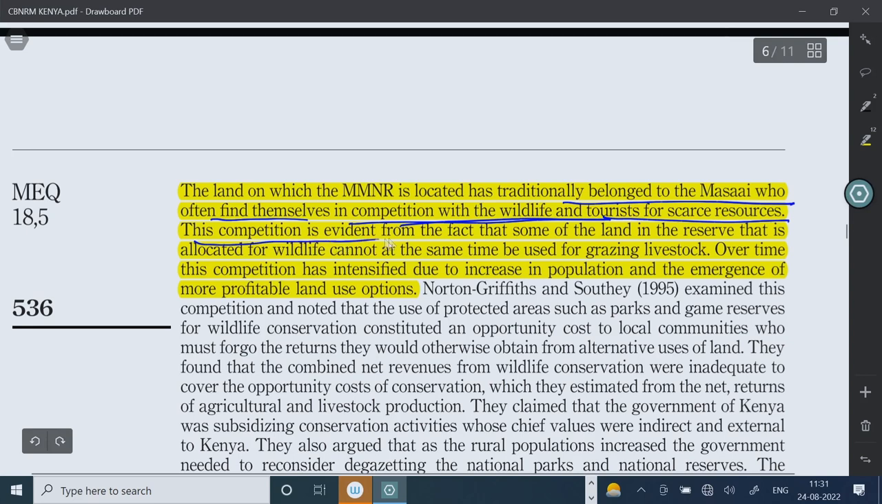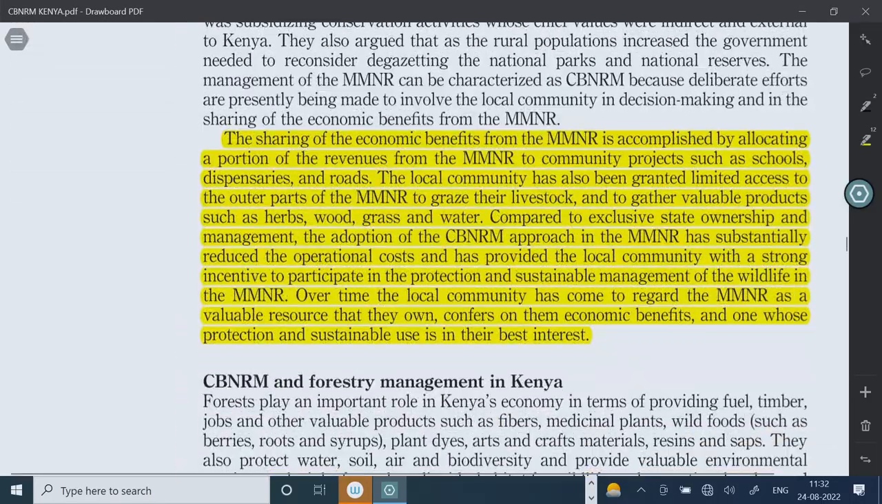But this competition is evident from the fact that some of the land in Maasai Mara National Reserve that was allocated to wildlife cannot at the same time be used for grazing livestock. Over time, this competition between the Maasai community and wildlife has intensified due to an increase in population in the Maasai community and also the emergence of more profitable land use options, like you grow maybe some commercial crop or you build a factory, something like that. So that has generated a new kind of issues even in that particular area.